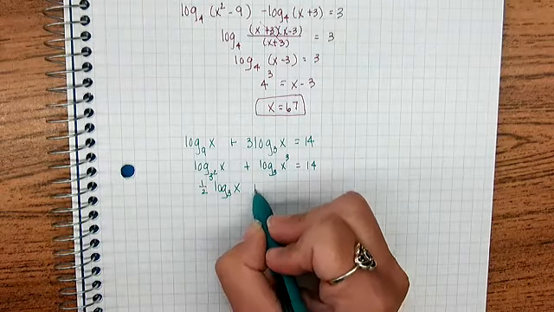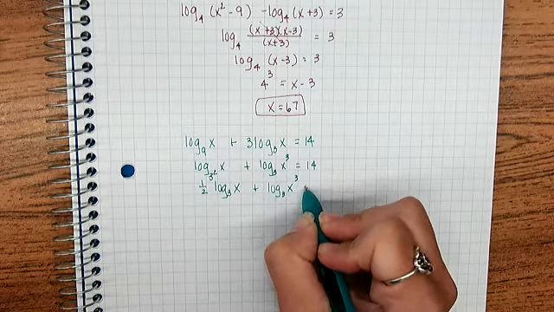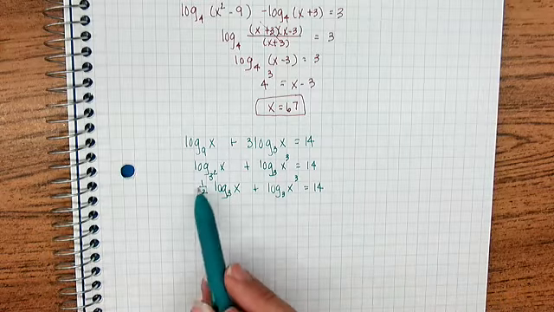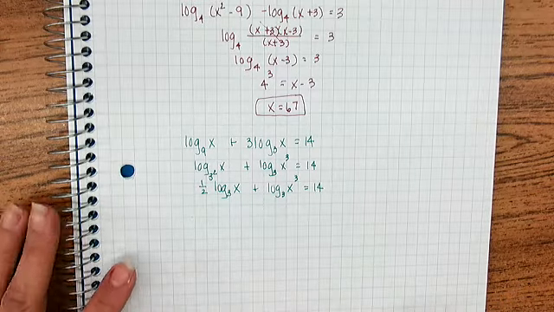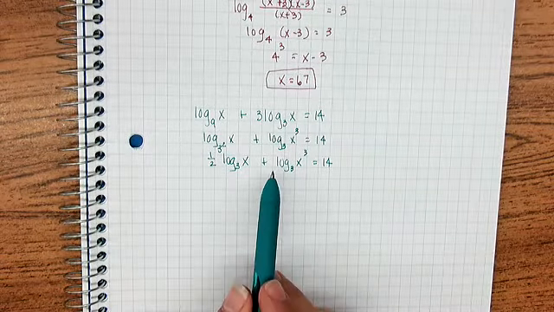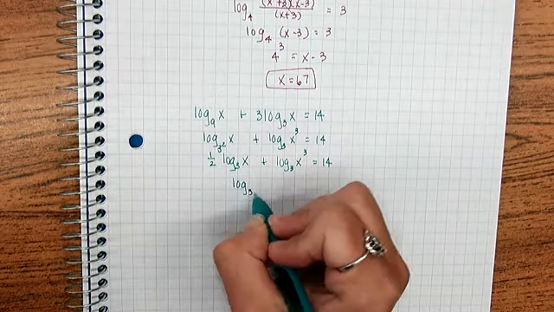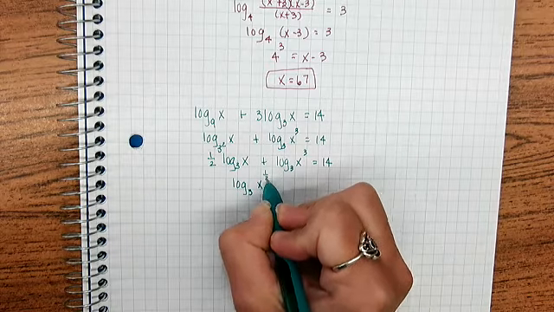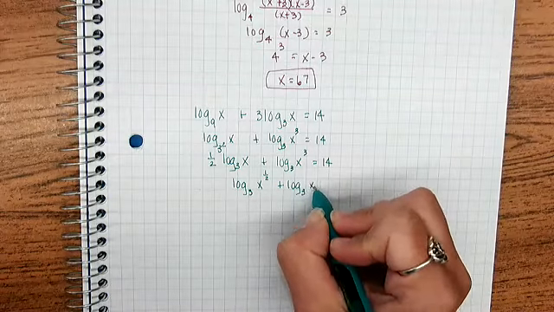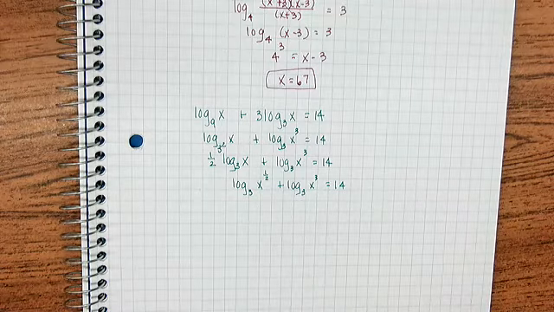And I'm just going to rewrite that. Okay, I'm going to bring the 1/2 up using the power property. And then when I add logs, I multiply the arguments. So this becomes the log base 3 of x to the 1/2, which is actually the square root of x, plus the log base 3 of x cubed is 14.